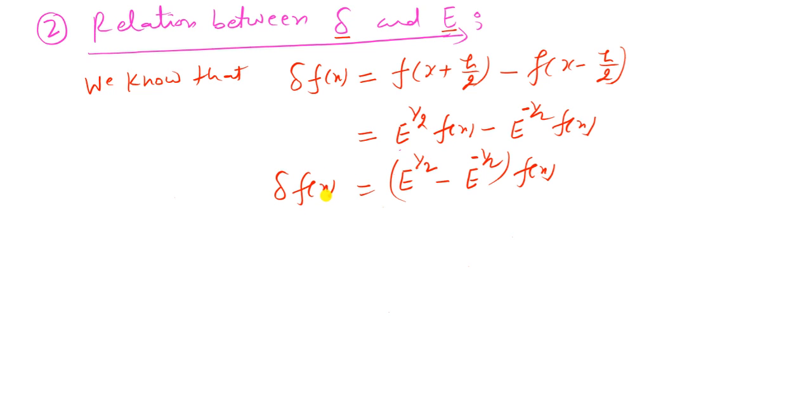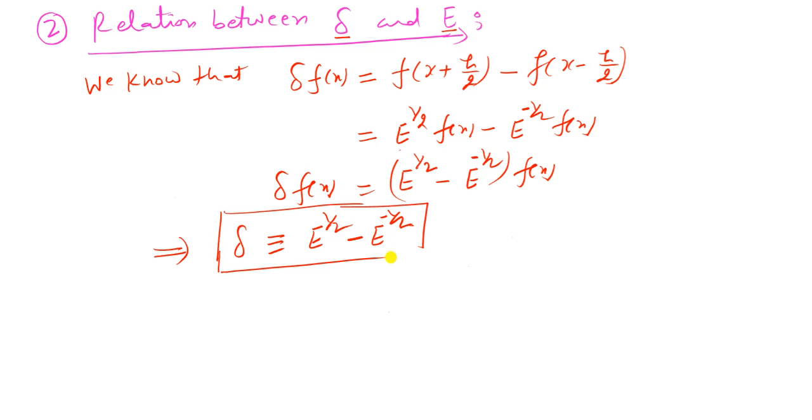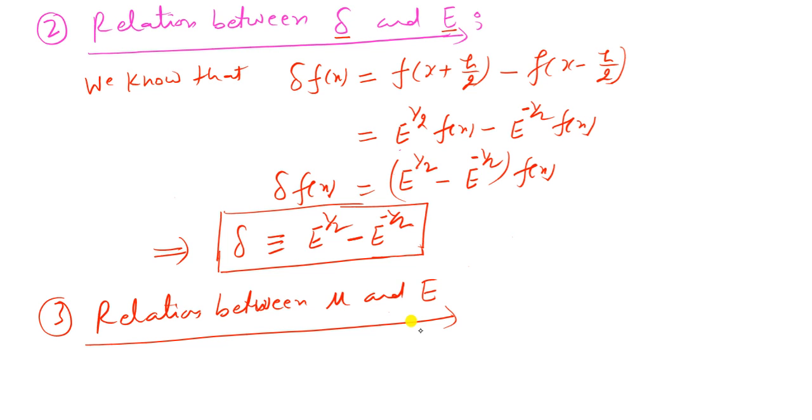Now using the right cancellation law, so we obtain delta is equal to E raised to the power 1/2 minus E raised to the power minus 1/2, and this is a relation between the central difference operator delta and shift operator E. Now third one is relation between the average operator mu and shift operator E.